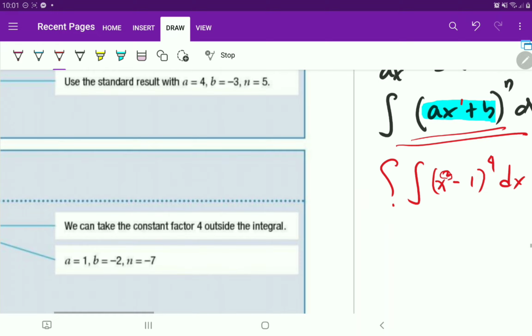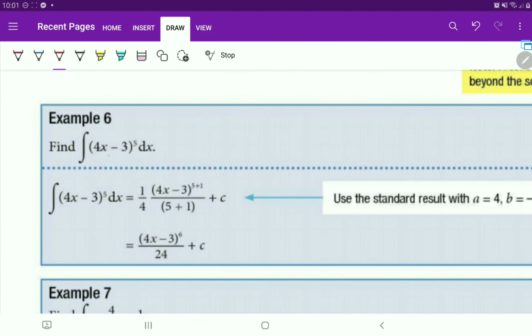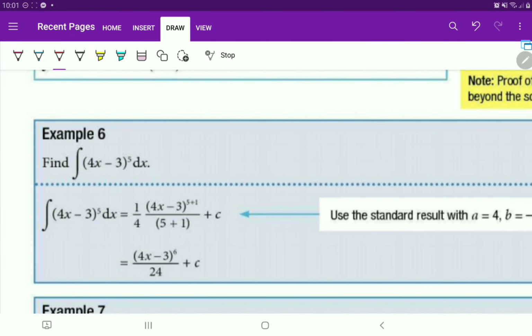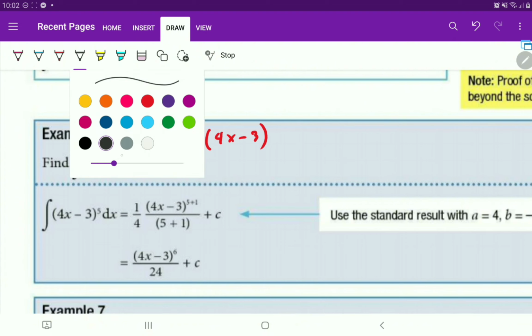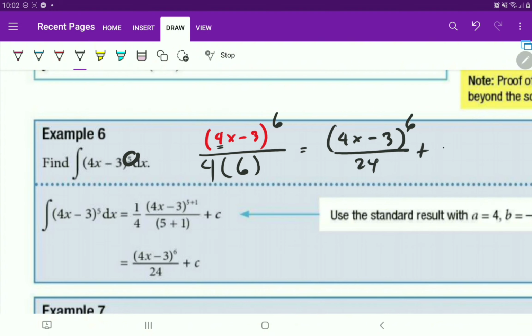Okay? Now, let's go to the example here. Example number 6. The integral of (4x minus 3) raised to the power of 5. Again, what we need to do is copy the 4x minus 3, and then you add 5 plus 1. So that is now 6, over 6 times your a. Your a is 4. So this is (4x minus 3) to the power of 6 all over 24, plus c.